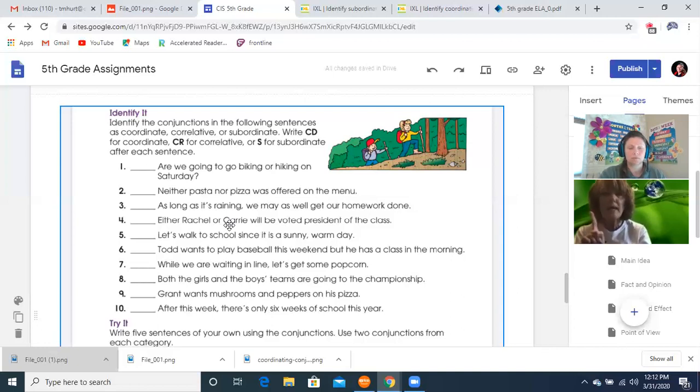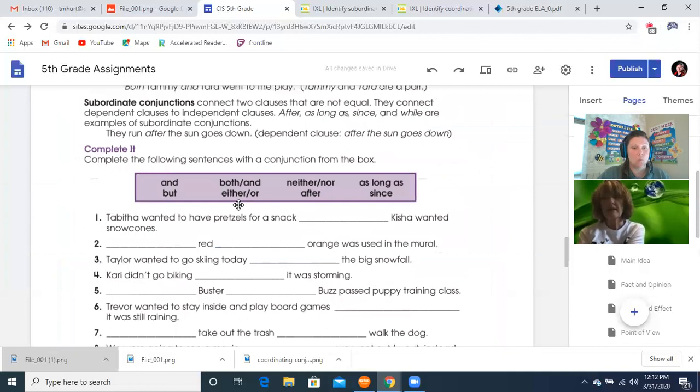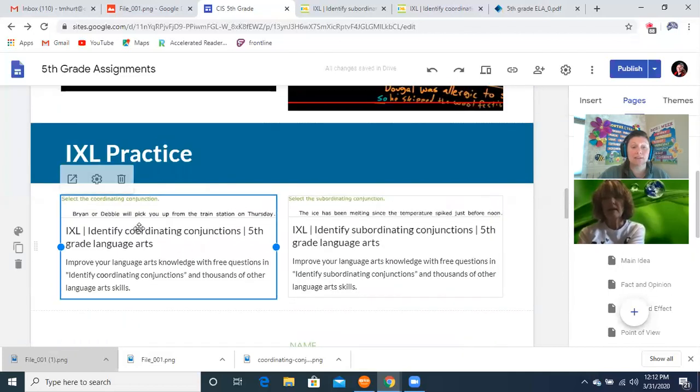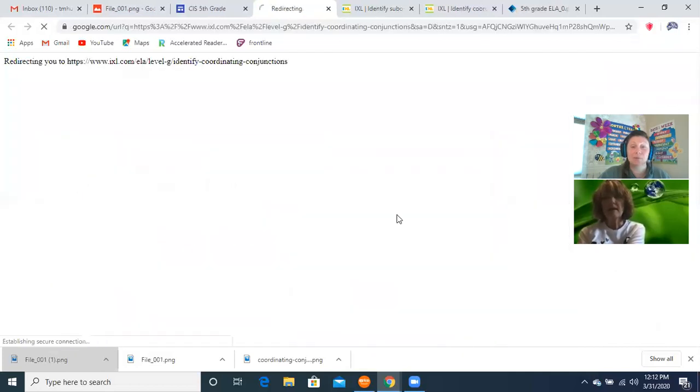And also we know that it is a subordinate conjunction because it has the words "as long as." So that one is S for subordinate. Okay, perfect. So those are three different examples for you. Now you're going to do the rest on your piece of notebook paper, and we're going to walk you through a couple on your IXL and finish up the lesson.